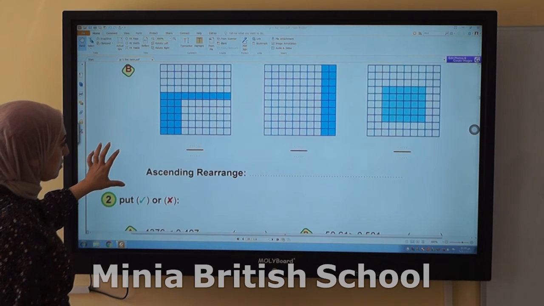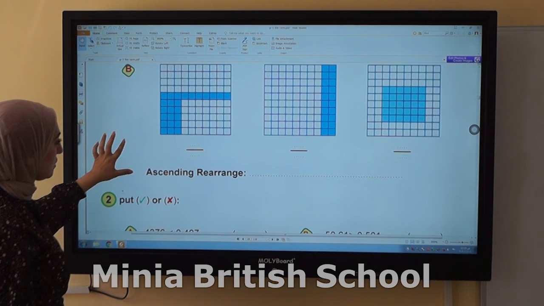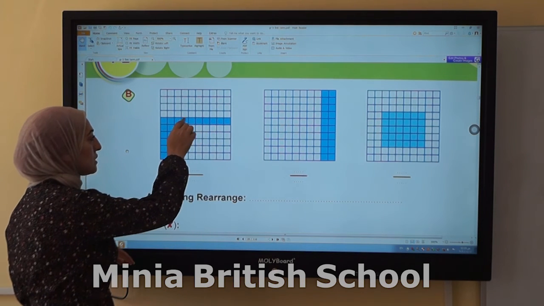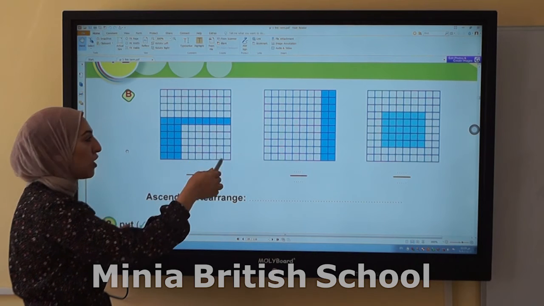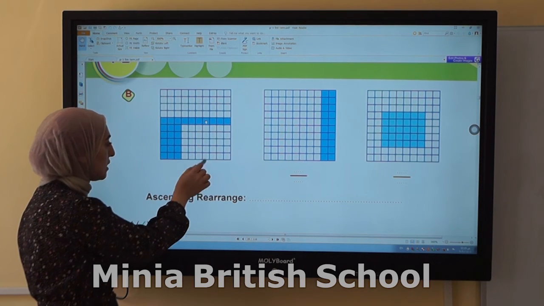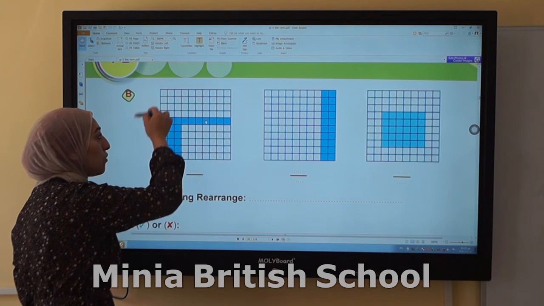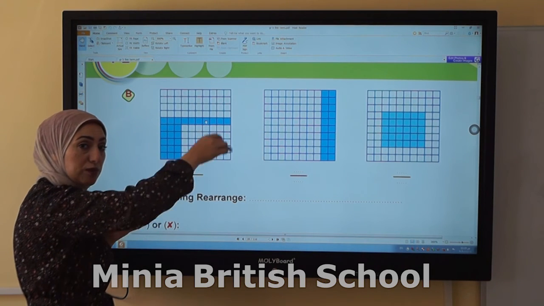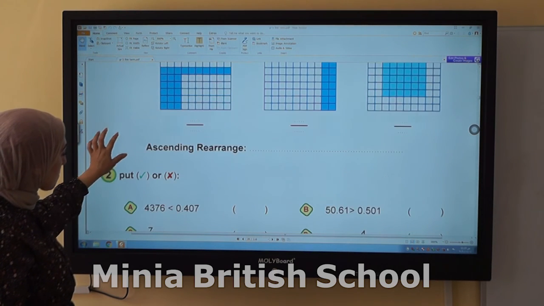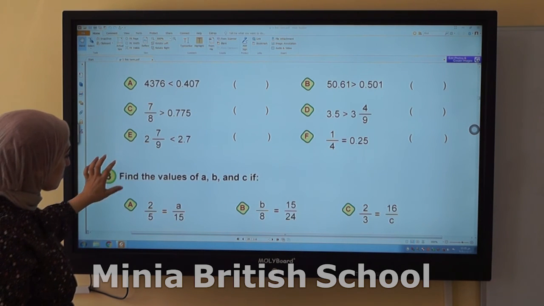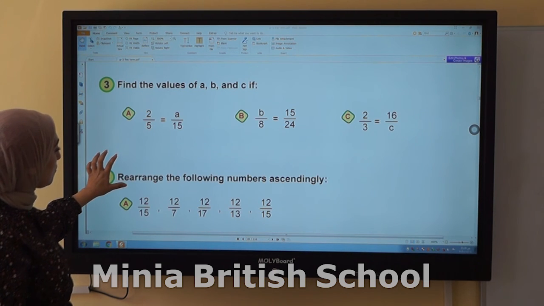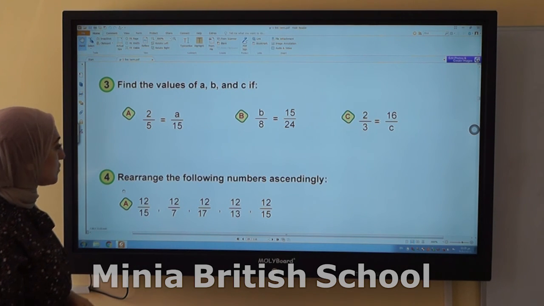This is the same. To write the fraction, of course, to refresh your mind, you count the shaded parts, which is the numerator, over the whole number of squares, and this is the denominator. Here, for comparing and arrangement, it's very easy.